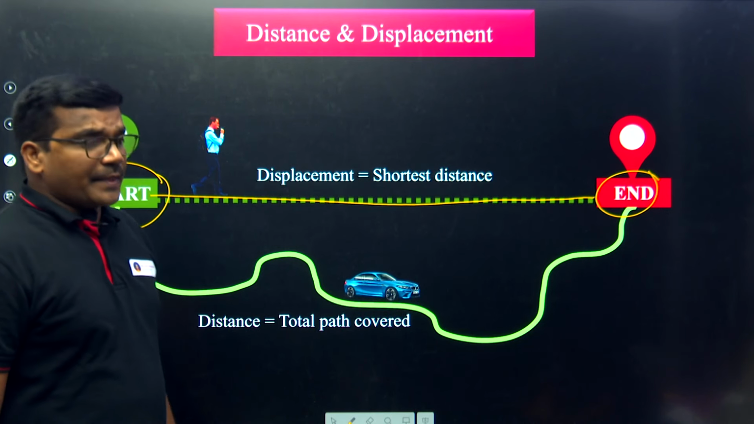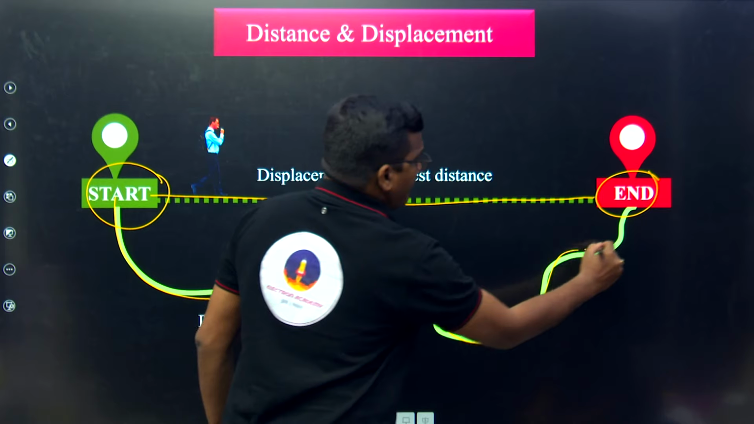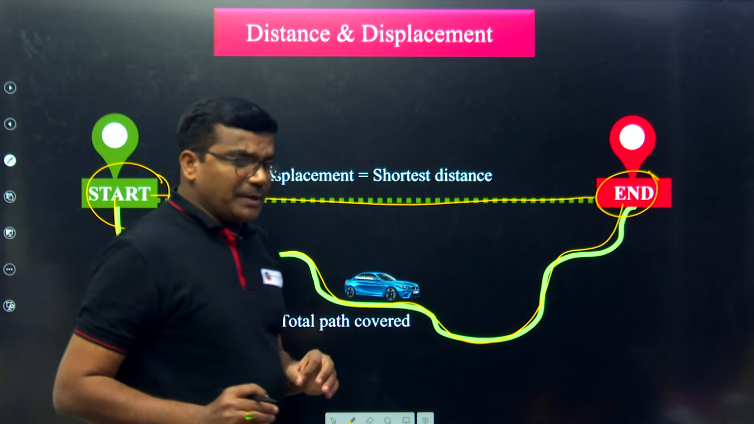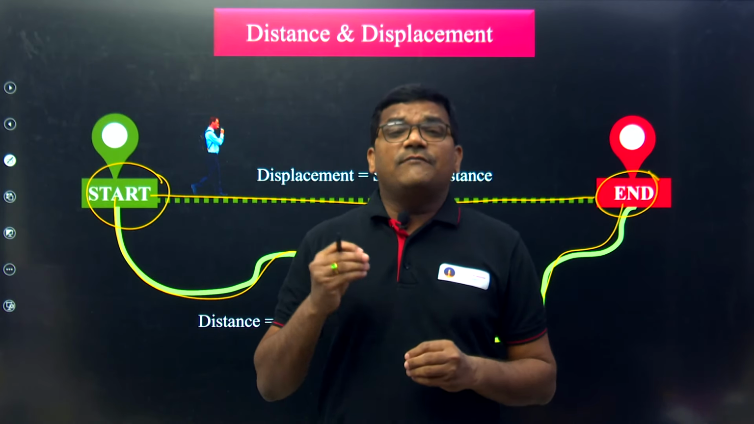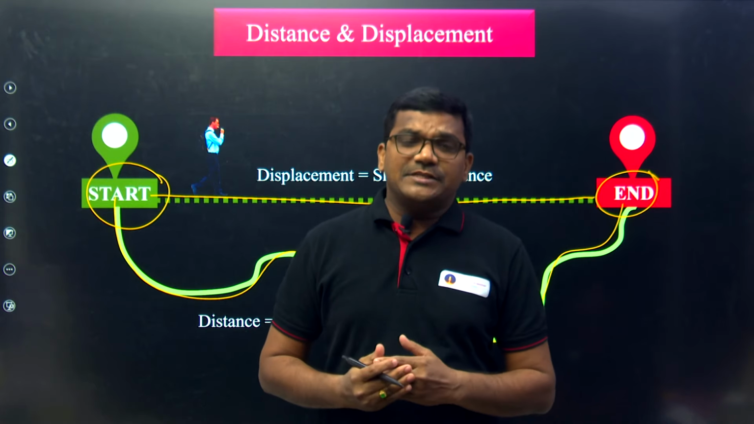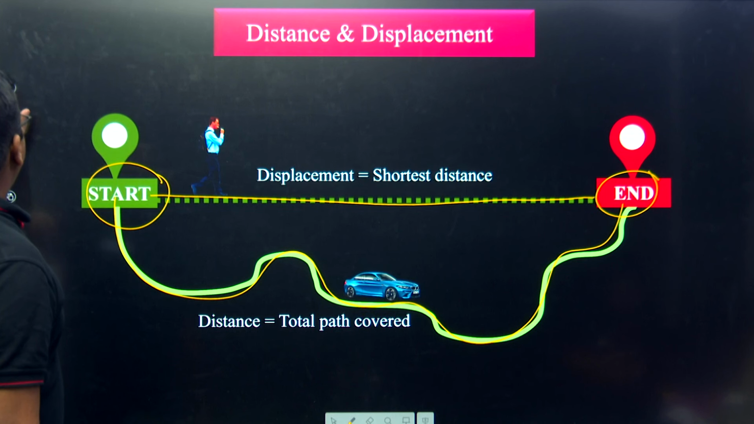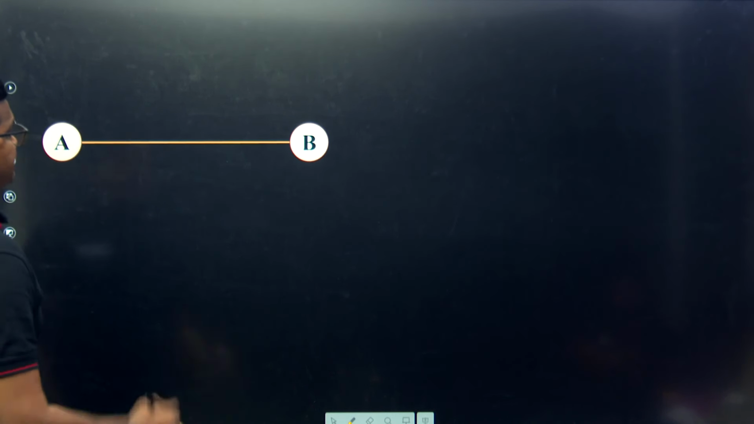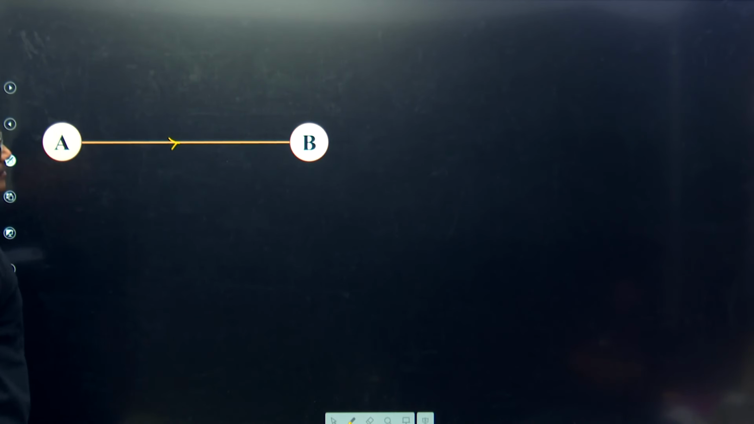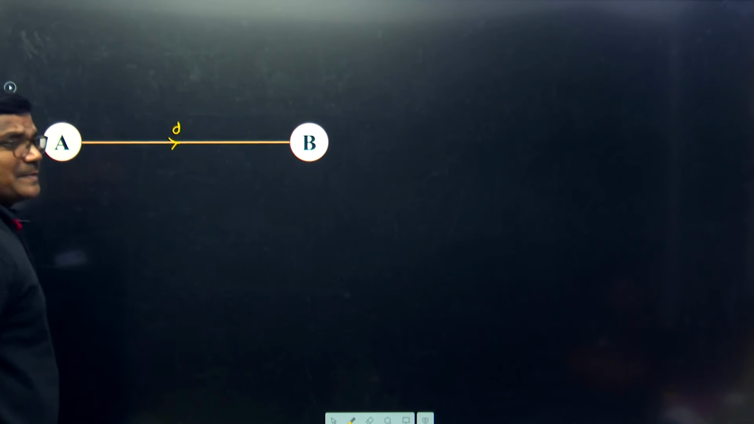Displacement, right? And this is the length followed by the car, right? Okay, this is called distance. Simply, distance is the length followed by the object. Displacement is the shortest distance between the initial point and the final point. Next, see here a body is moving from A to B. This is the distance and this is only the displacement, right?